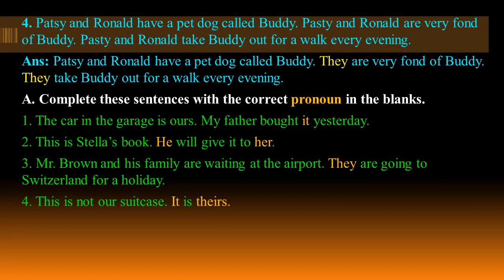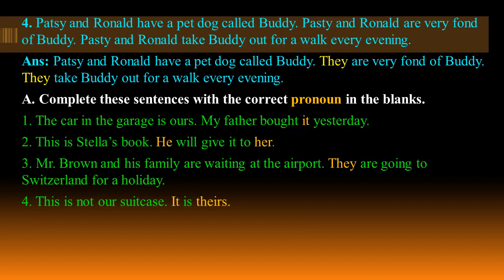We can use the pronoun they here. And the correct sentence is: Pastry and Ronald have a pet dog called Buddy. They're very fond of Buddy. They take Buddy out for a walk every evening. Now that sounds much more natural. Students, they acts as a subject pronoun here, and they is the third person plural. In the previous lesson, we already studied what is singular and what is plural. Singular means one and plural means more than one.